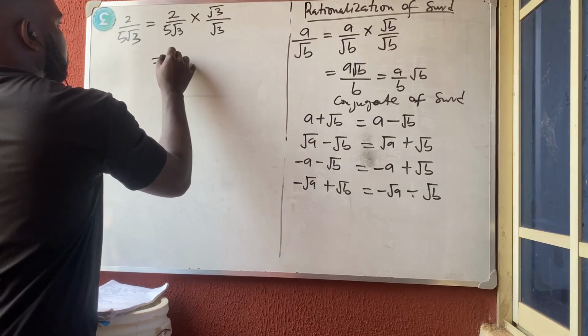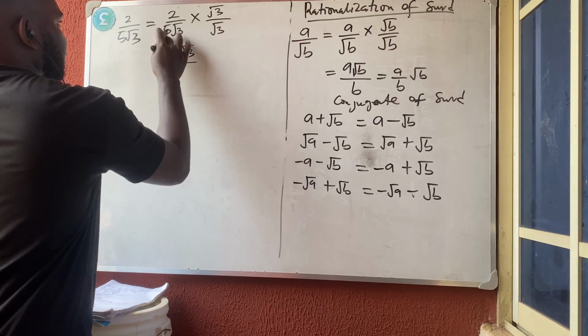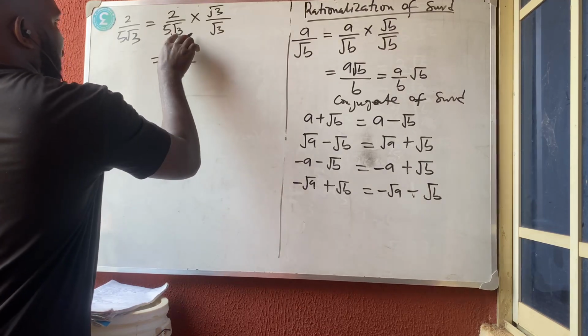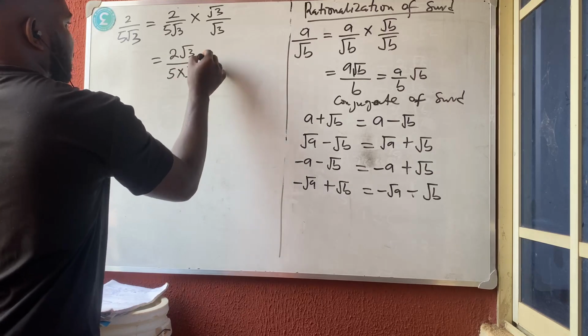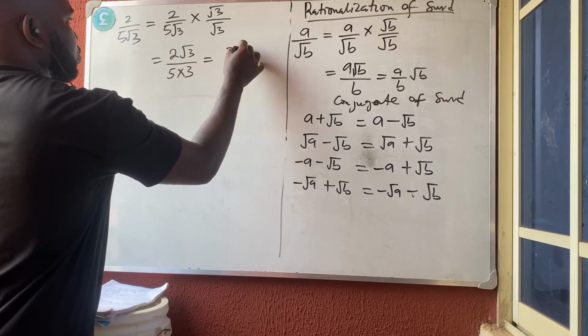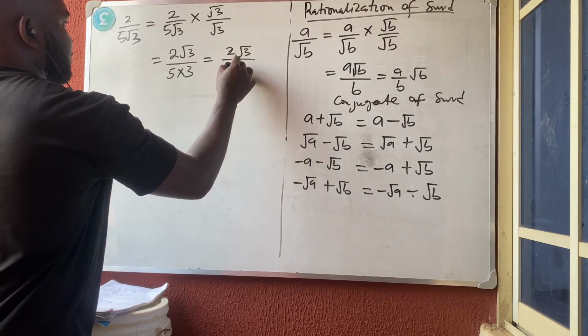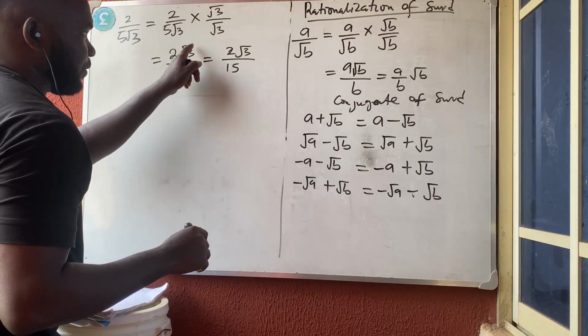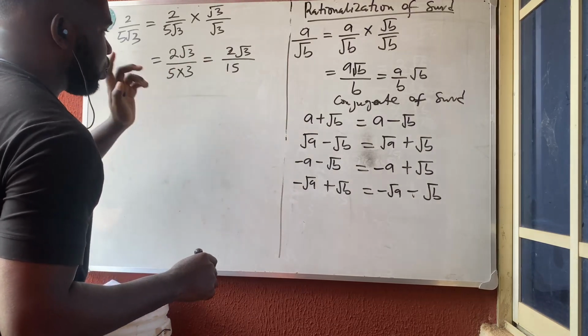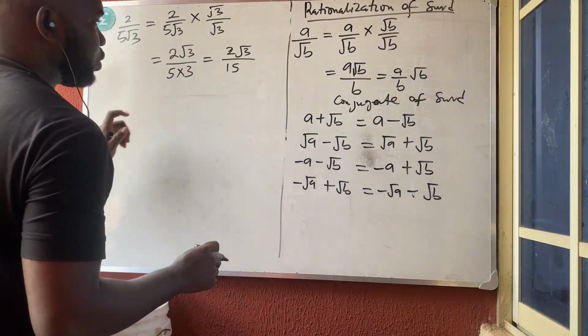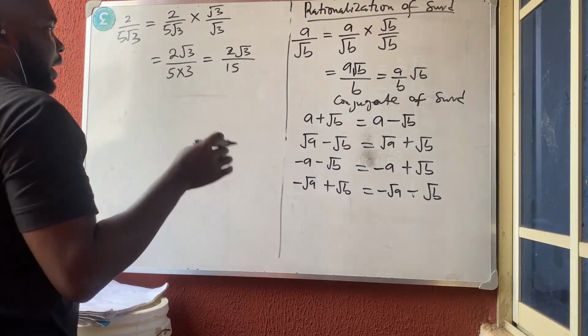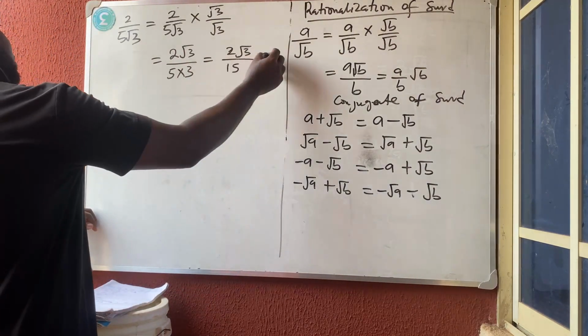It's the same answer that you get. This will give you 2 root 3 all over 5, which is already here, times root 3 times root 3, which I told you is just ordinary 3. So my answer is what? 2 root 3 over what? 15. Please don't say that this 3 can divide this 3 to cancel out. No. Why? Because this one is not inside. I told you that only inside divides inside and outside divides outside. So this is the answer to this.